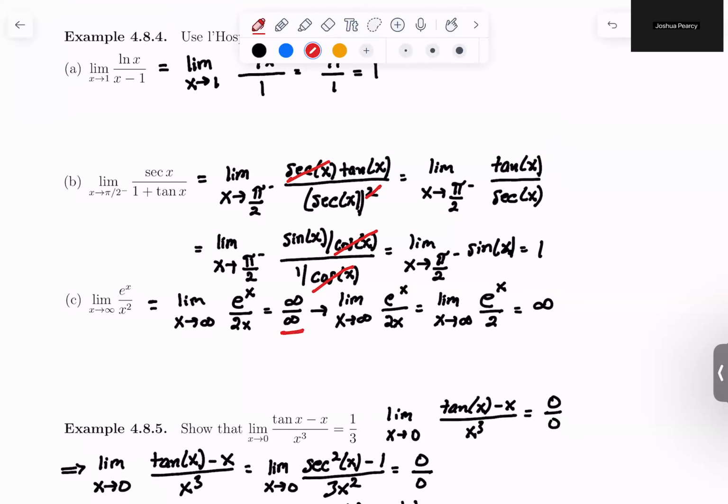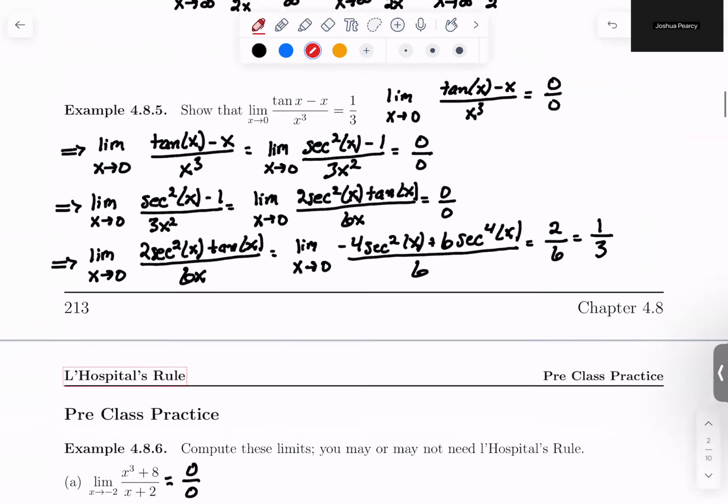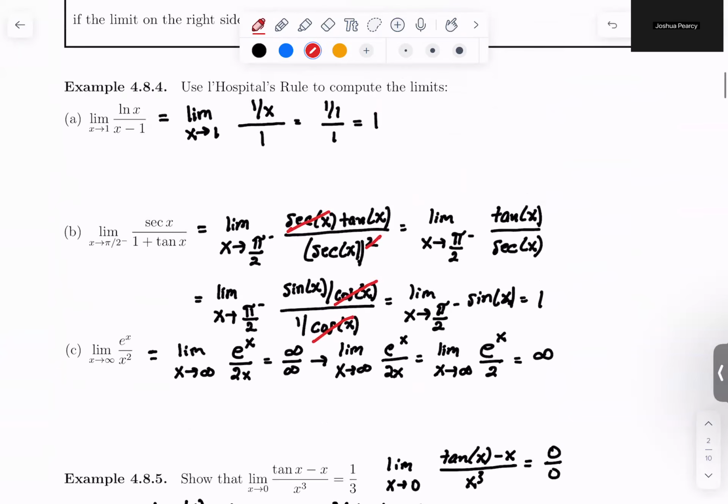So we apply L'Hopital's rule again and take the derivative of the numerator and the denominator. The derivative of e to the x is, again, e to the x. The derivative of 2x is 2. Now we let x go to infinity, and it still goes to infinity. So that is okay. The limit existed, technically. It went to infinity. So those are how we find limits using L'Hopital's rule.